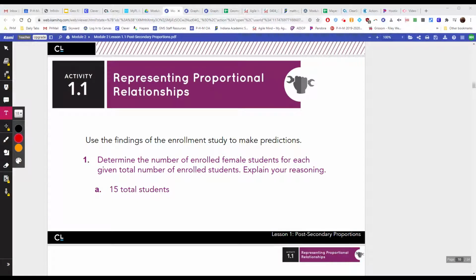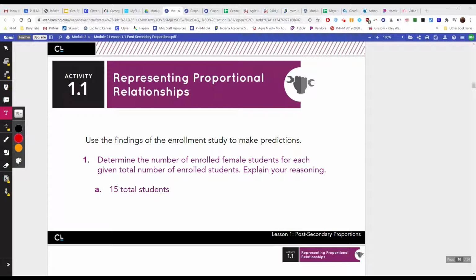This video is a continuation of lesson 1 in module number 2. So we're talking about proportional relationships. We saw in the previous video a review of how to solve proportions and the concept of ratios, a certain number of female students to total number of enrolled students. And they gave us different ratios in the getting started on page 8, M2 8 of your book.